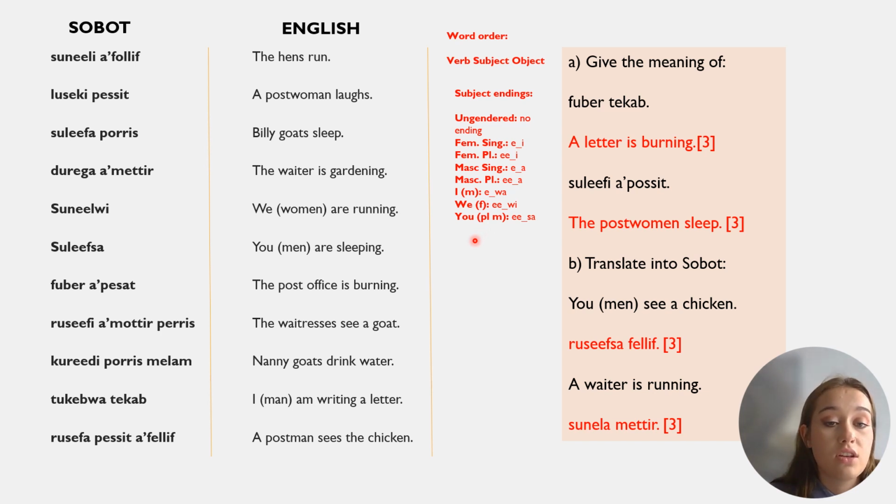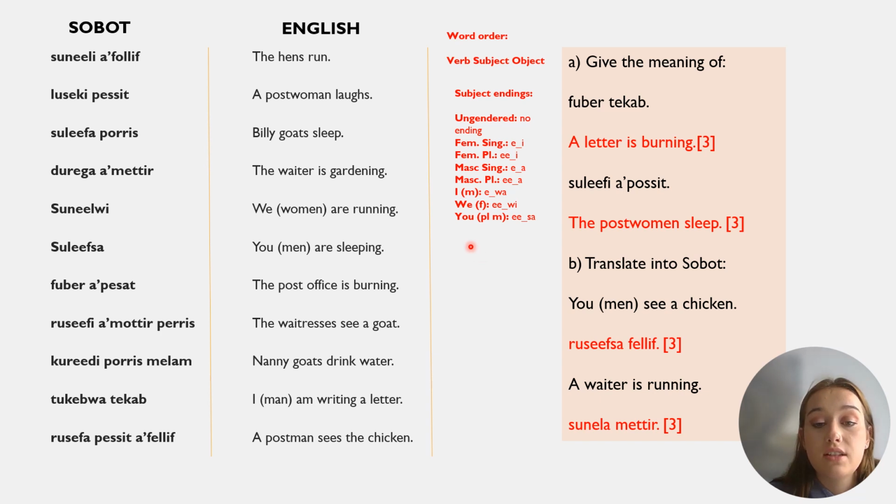So we've been given a we feminine in we women are running. So they've doubled the E to show that it's a plural. So double E means plural. Then you've got your little verb letter there. You've got the I feminine ending, and then the W that indicates that it's first person. So we, that's first person.